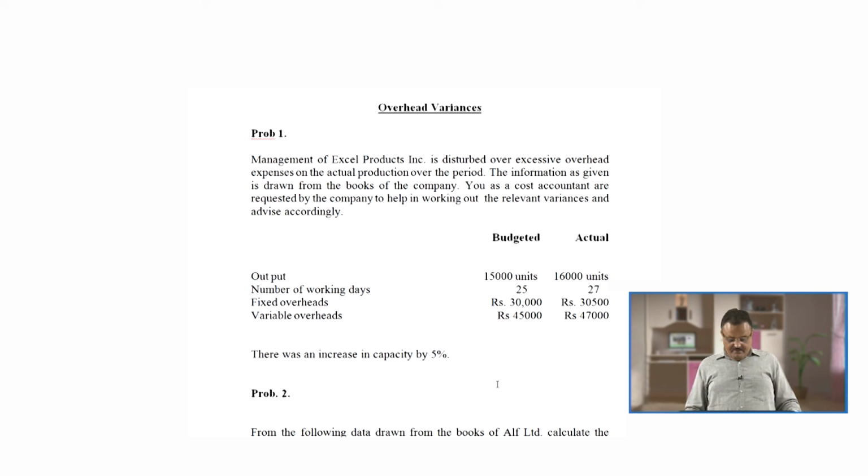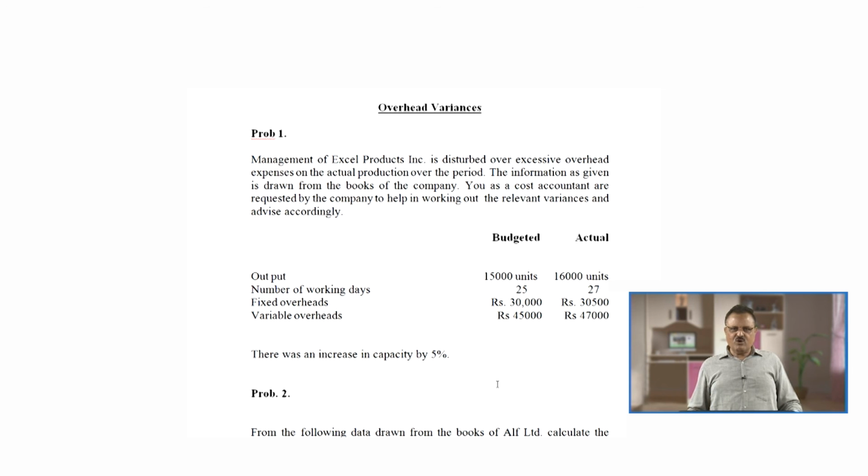cost has also gone up from 45,000 to 47,000, but there is nothing to worry about, because if your production is increasing from 15,000 to 16,000, naturally your variable overhead cost will go up, because variable overhead cost per unit goes in the same manner as the production goes up. So, there is a positive and direct relationship. In case of the fixed overhead this cost per unit, there is an inverse relationship, right.